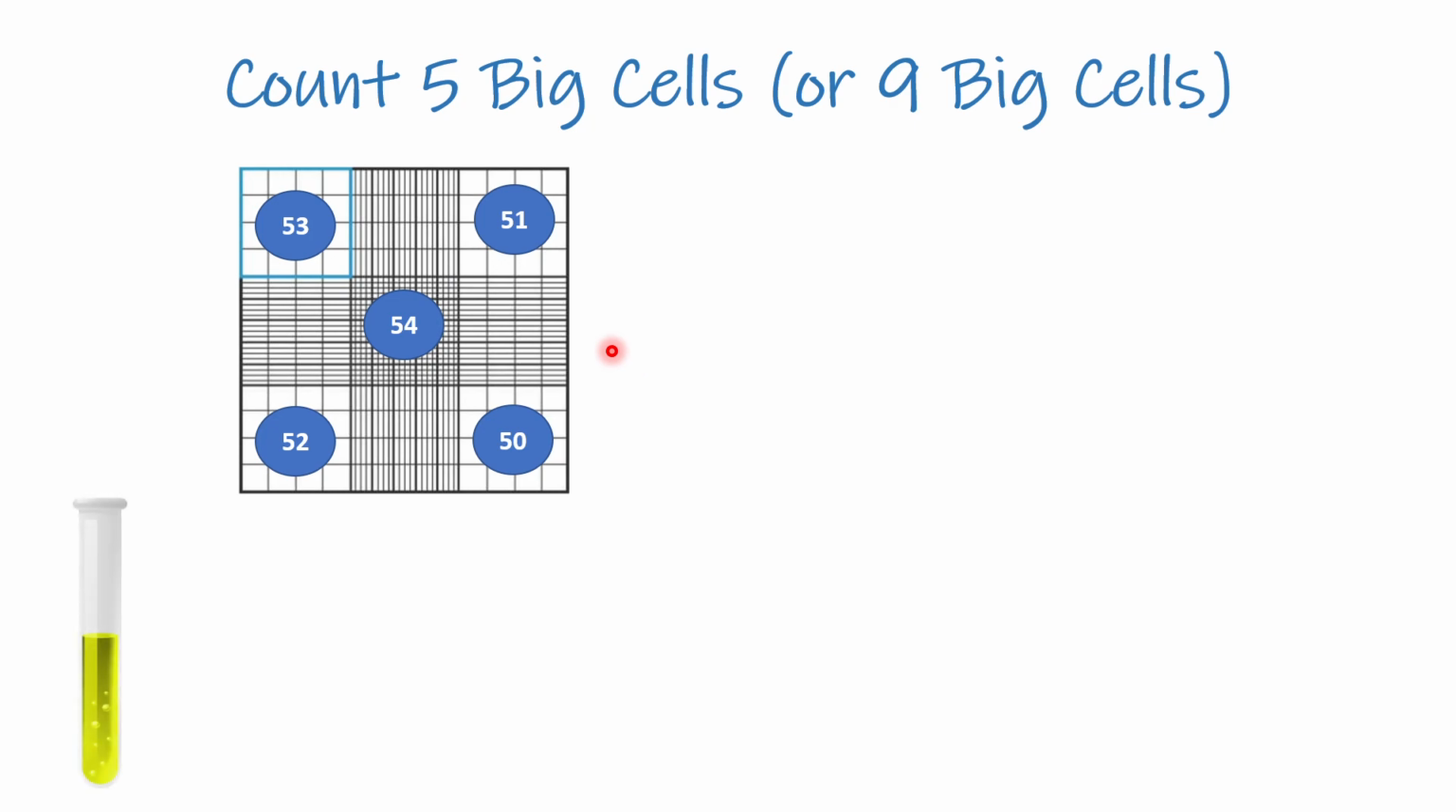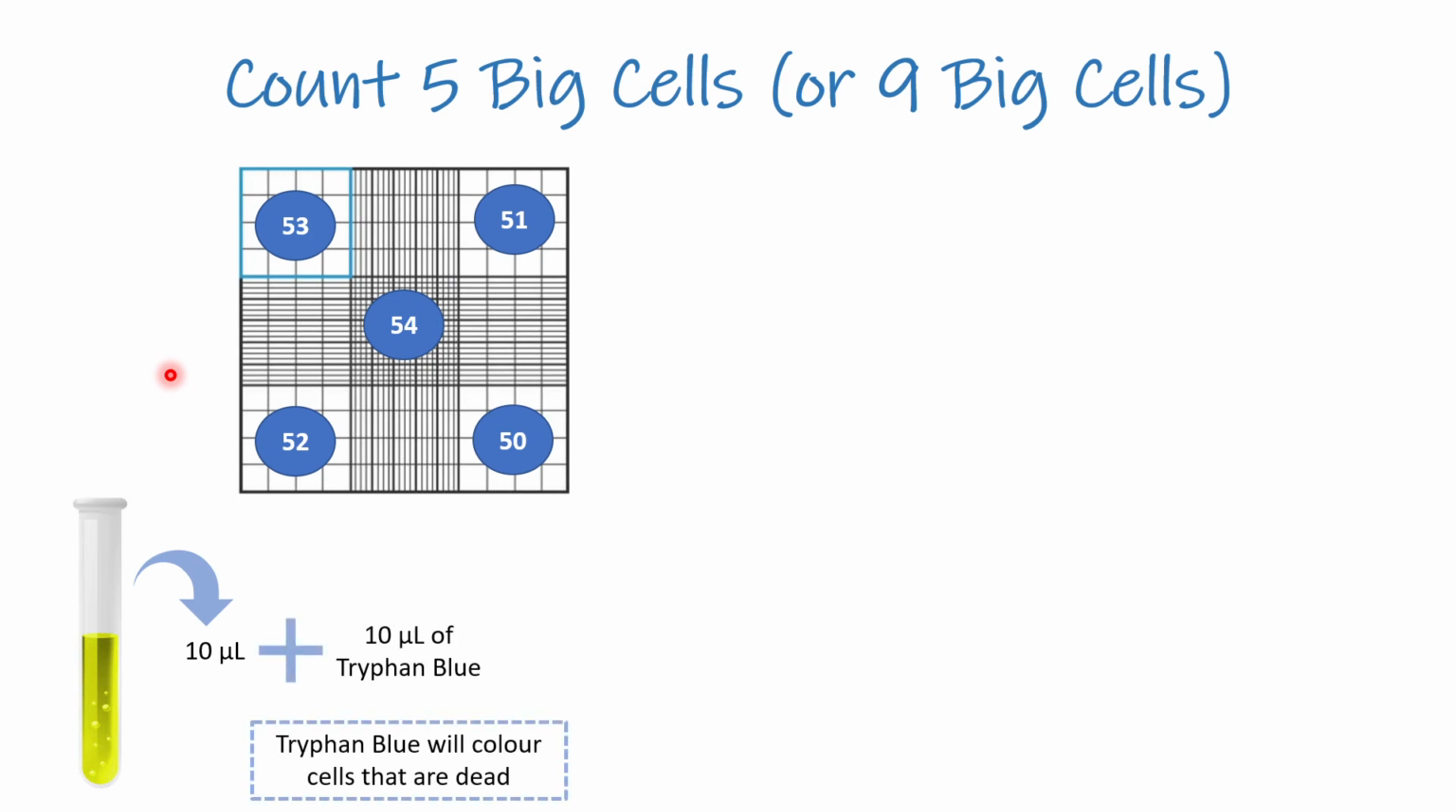Okay, that's a good number. Now, we also have additional information: from our initial sample, we took 10 microliters of sample and then added 10 microliters of trypan blue. Trypan blue is a dye, and the dye will color cells that are dead. So in this scenario, we are counting only the living cells, okay?